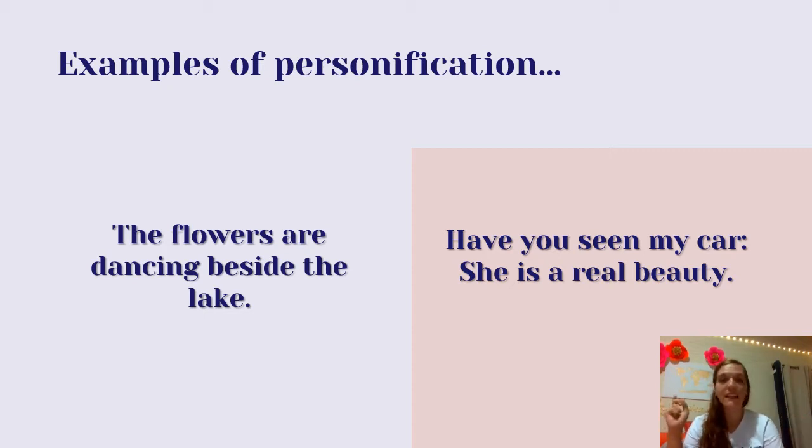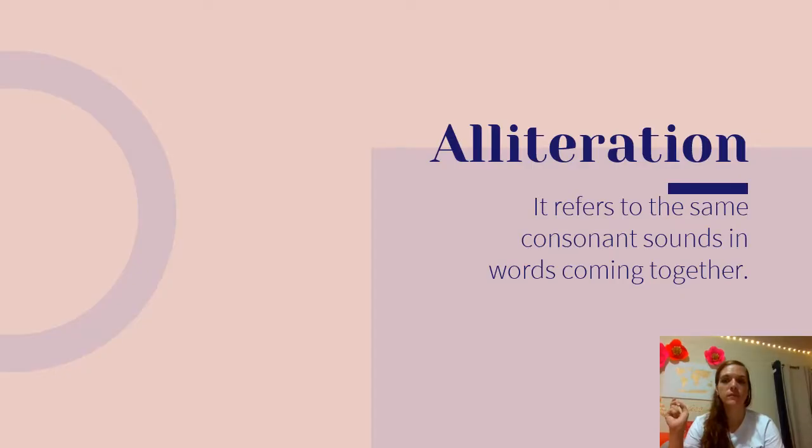Okay, let's look at alliteration. Alliteration refers to the same consonant sounds in words coming together. This is not where you're going to paint a picture. Alliteration is where it's going to roll off the tongue so easily it's easy to remember, or it catches your eye to make it interesting, or it's just a piece of fun inside literature. This is used a lot of times in poems.